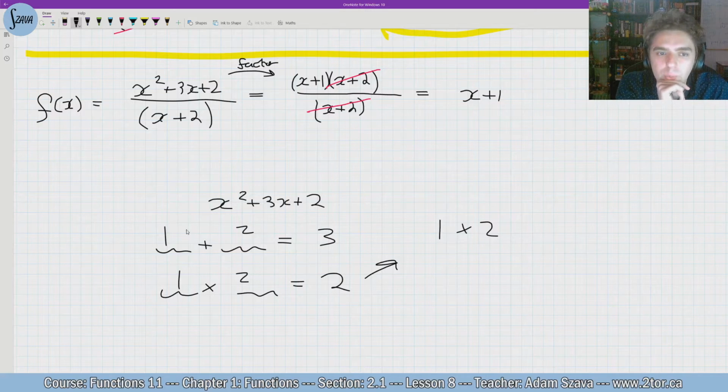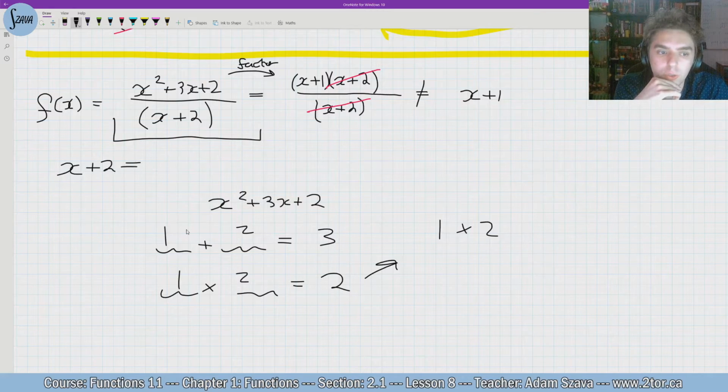But we are not quite equal yet. Those 2 things are equal, but this is not quite equal to that, because we have to account for the restrictions. This function had restrictions that the denominator can never be 0. In other words, x plus 2 cannot equal 0, or in other words, x cannot equal -2, just by treating this like an equal sign and solving for x. Right? x cannot equal -2.